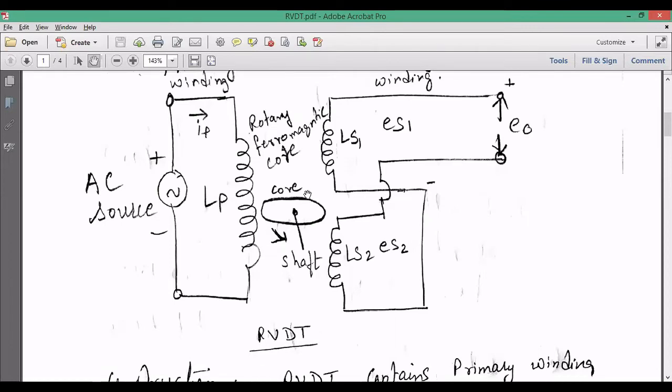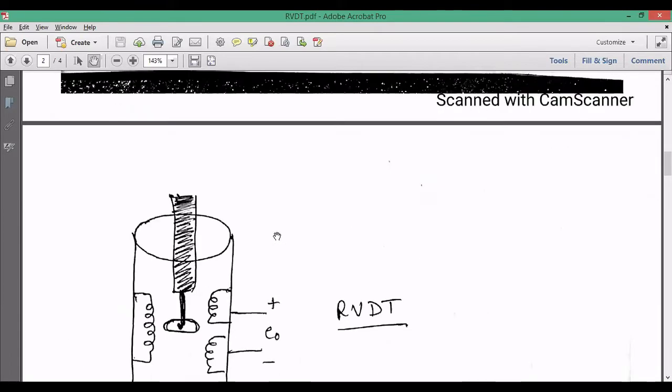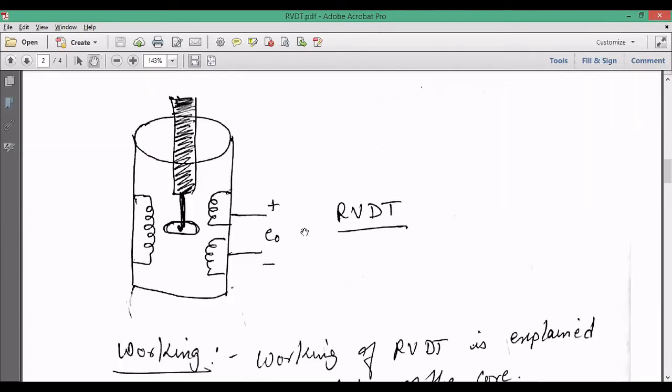We are changing the angular velocity, omega is equal to V by R.